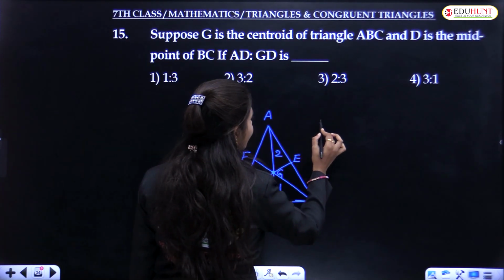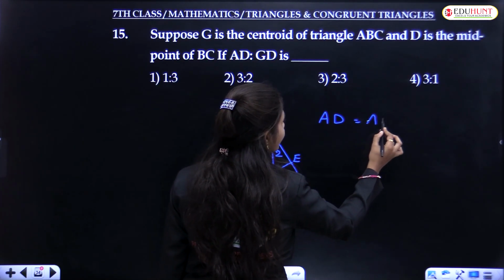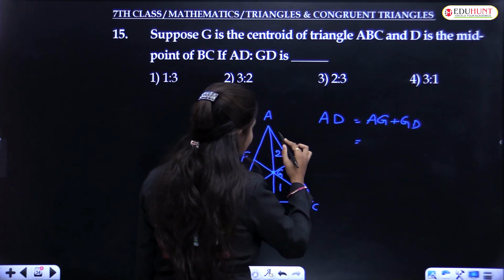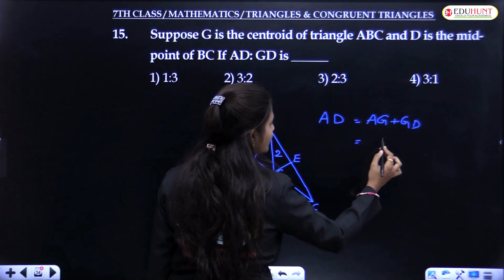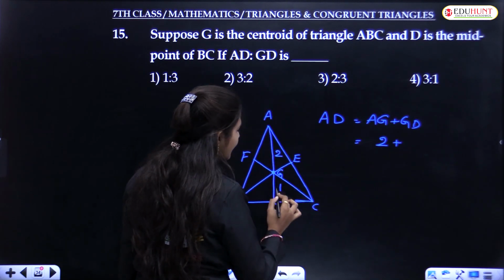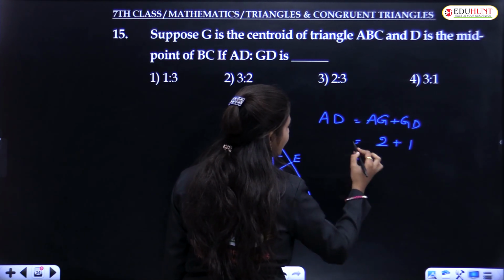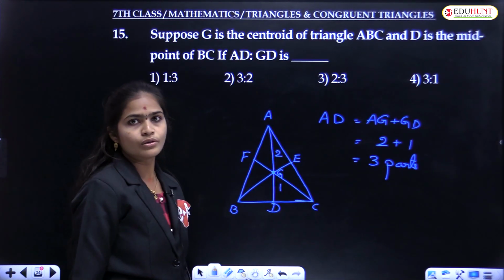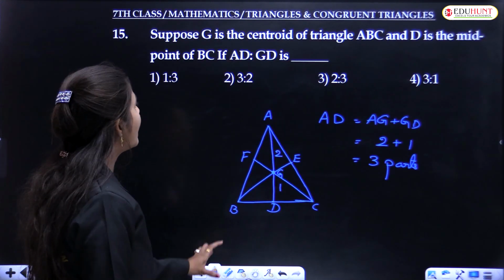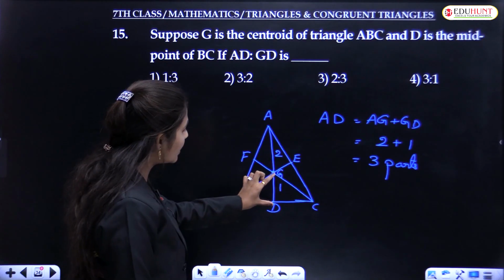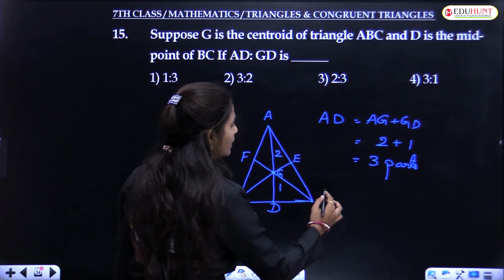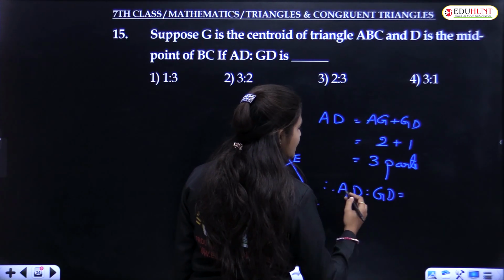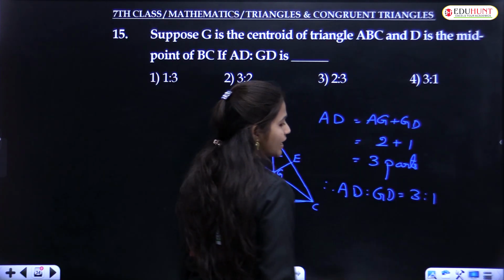But here AD means we can write AG plus GD only, no? AG is how many parts? Here we can observe 2 parts, and GD 1 part. So completely AD is equal to 3 parts. AD is equal to 3, and they are asking GD, which we already know is equal to 1. Therefore AD is to GD is the 3:1 ratio.